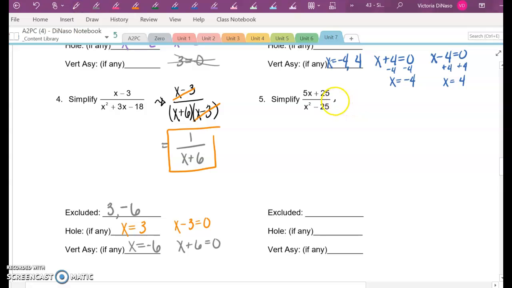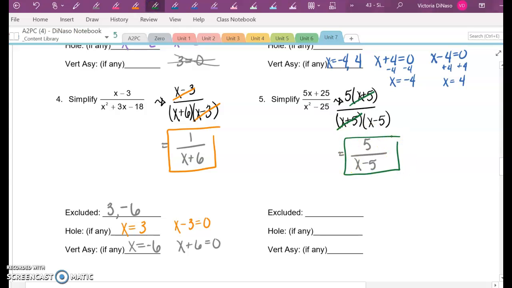In the numerator, I'm going to pull out a GCF of 5. What's left over is x plus 5. In the denominator, you're going to factor. It's a difference of squares, so we have x plus 5, x minus 5. From there, you can go ahead and cancel x plus 5 with x plus 5. So our simplified version is 5 over x minus 5.